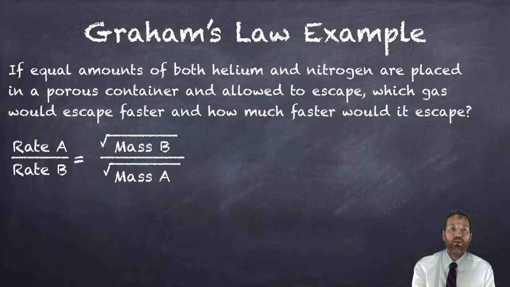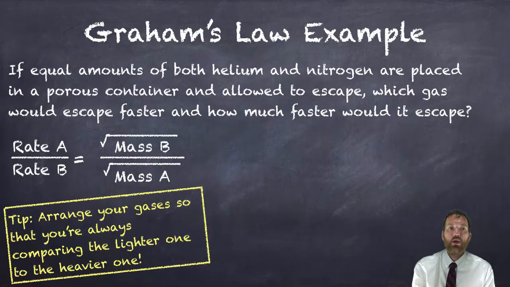So here's Graham's law again. Rate of A over rate of B is equal to the square root of mass B over the square root of mass A. Remember, you got to flip them. I've seen a lot of students make the mistake of doing the numbers correctly, finding the molar masses, but not finding the inverse relationship, not flipping them.